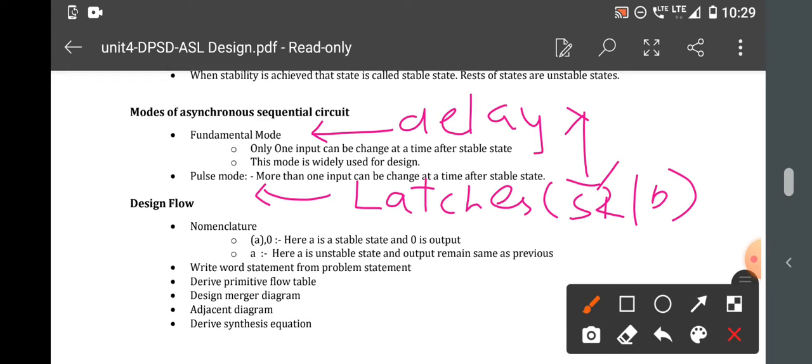In the fundamental method, only one input change is produced at a time after a stable state condition. It is a widely common design. Whereas in pulse mode, more than one input can change because it is a latch. Therefore, more than one input can change after the stable state also.